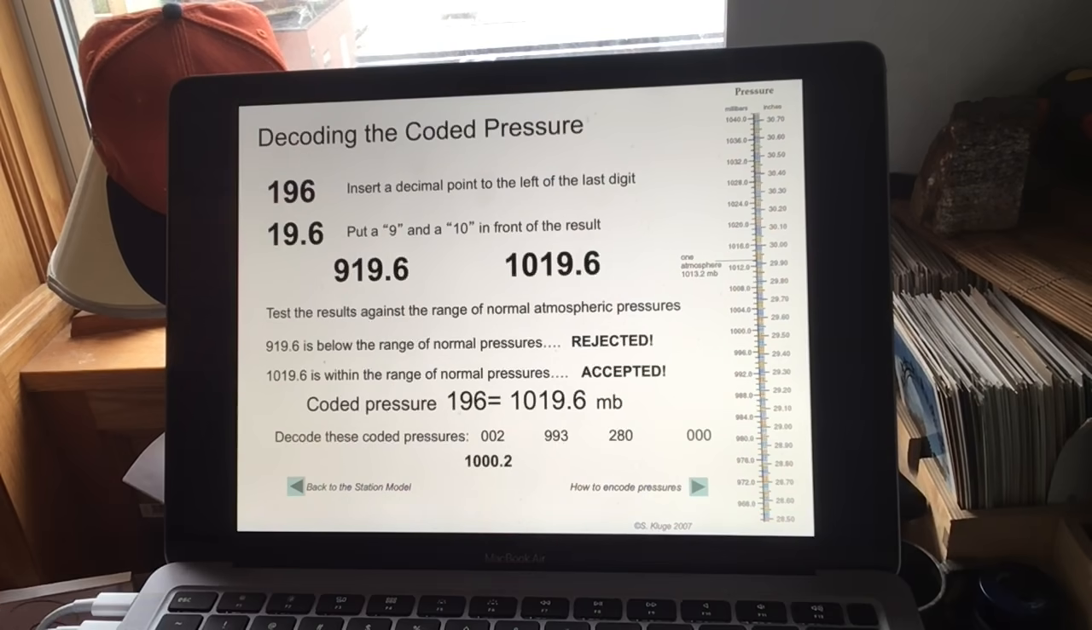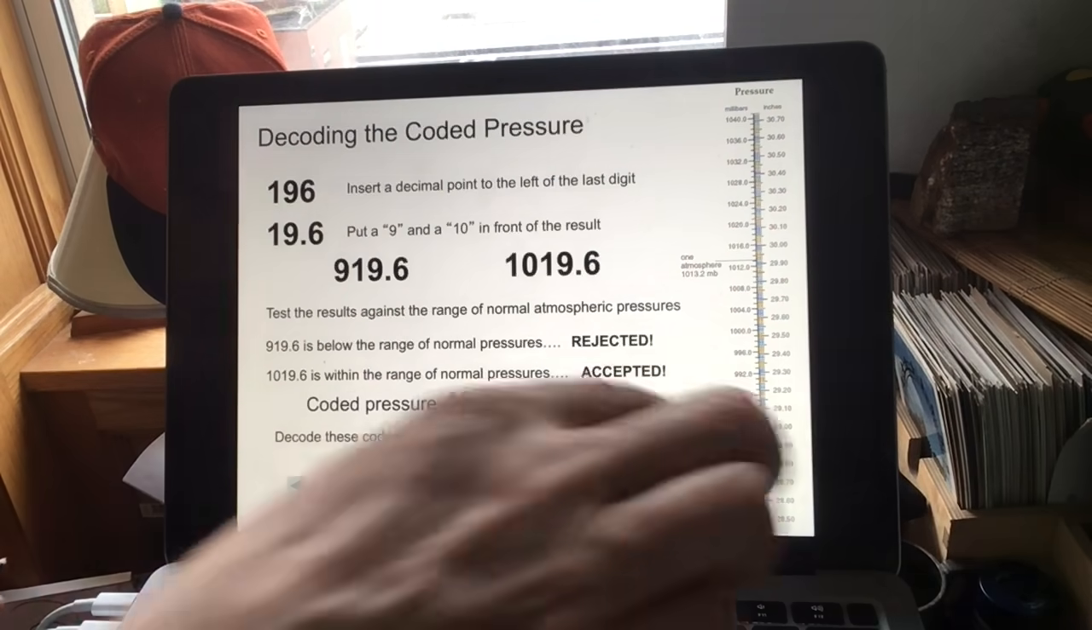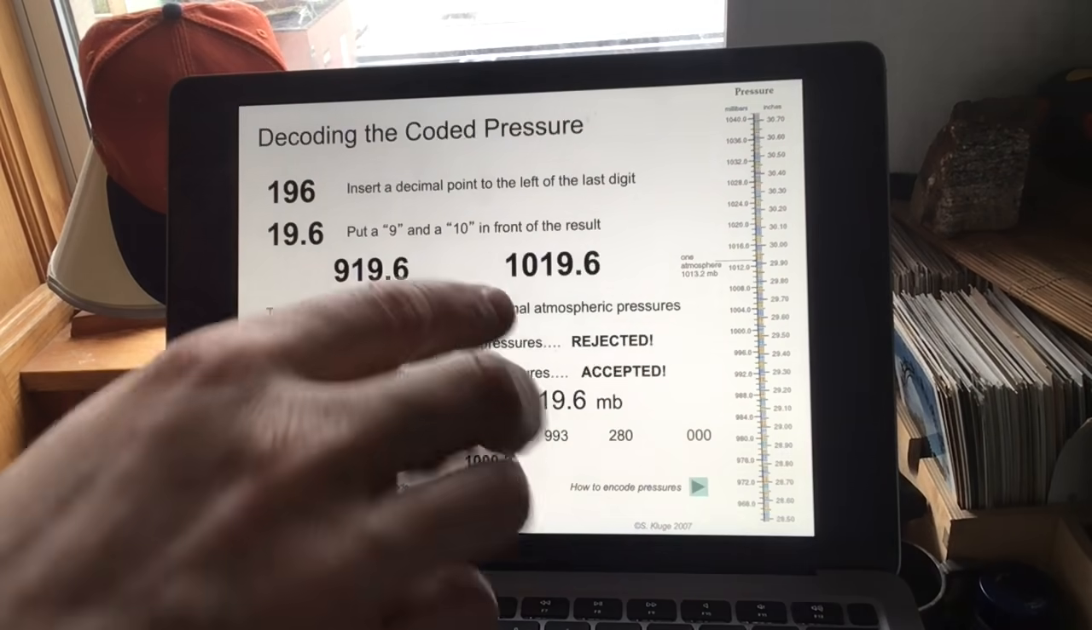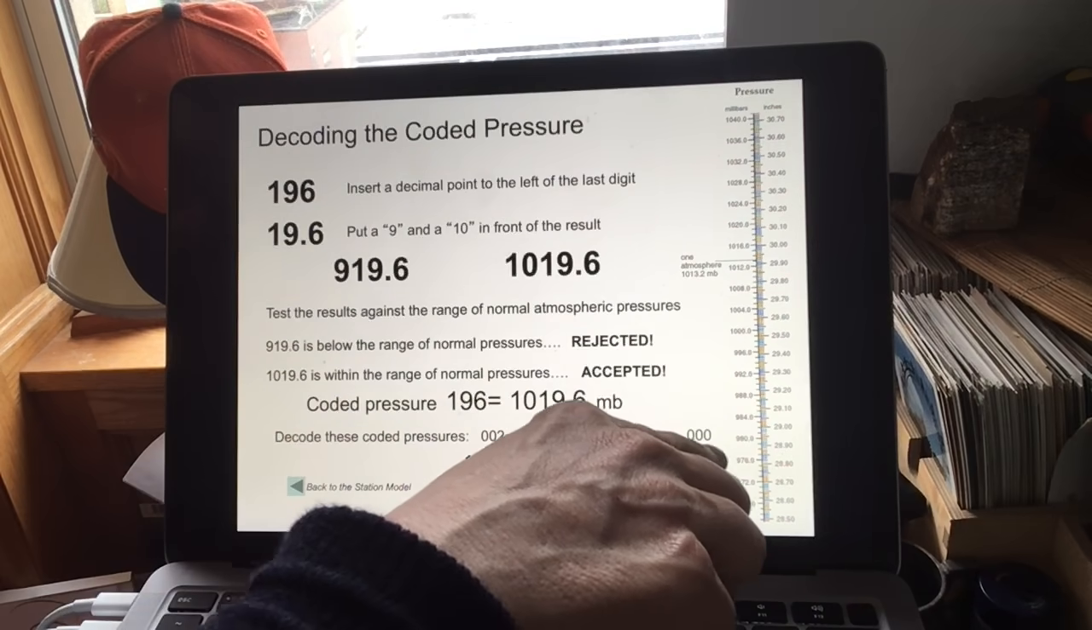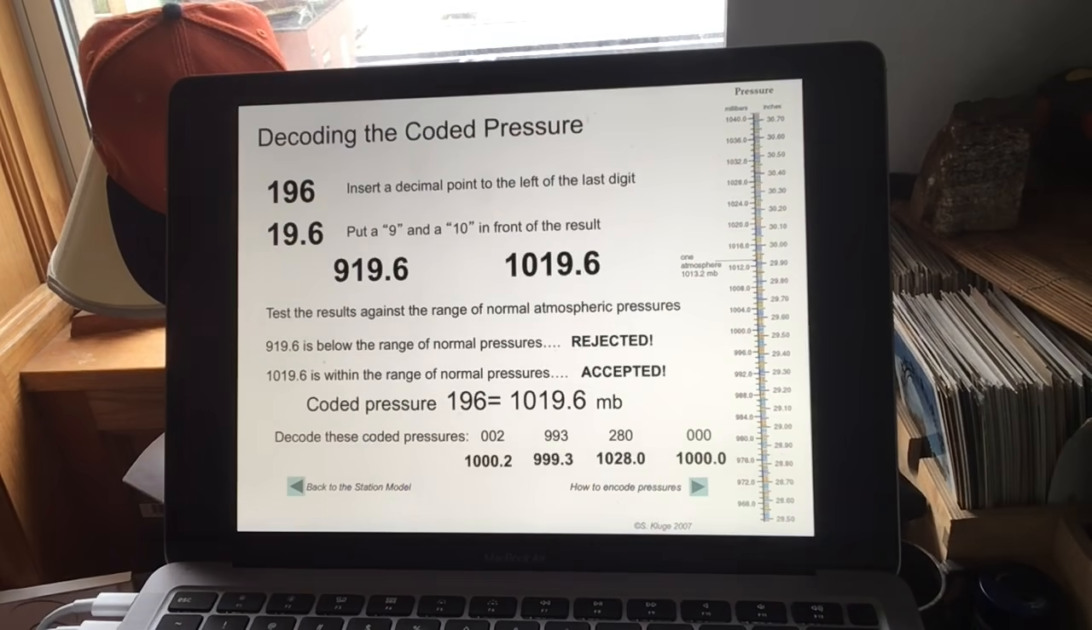Can it be 928.0? No! It has to be 1028. Boom. And finally, 000. Can it be 900? No! It has to be 1000.0. Sorry, not enough zeros that first time.